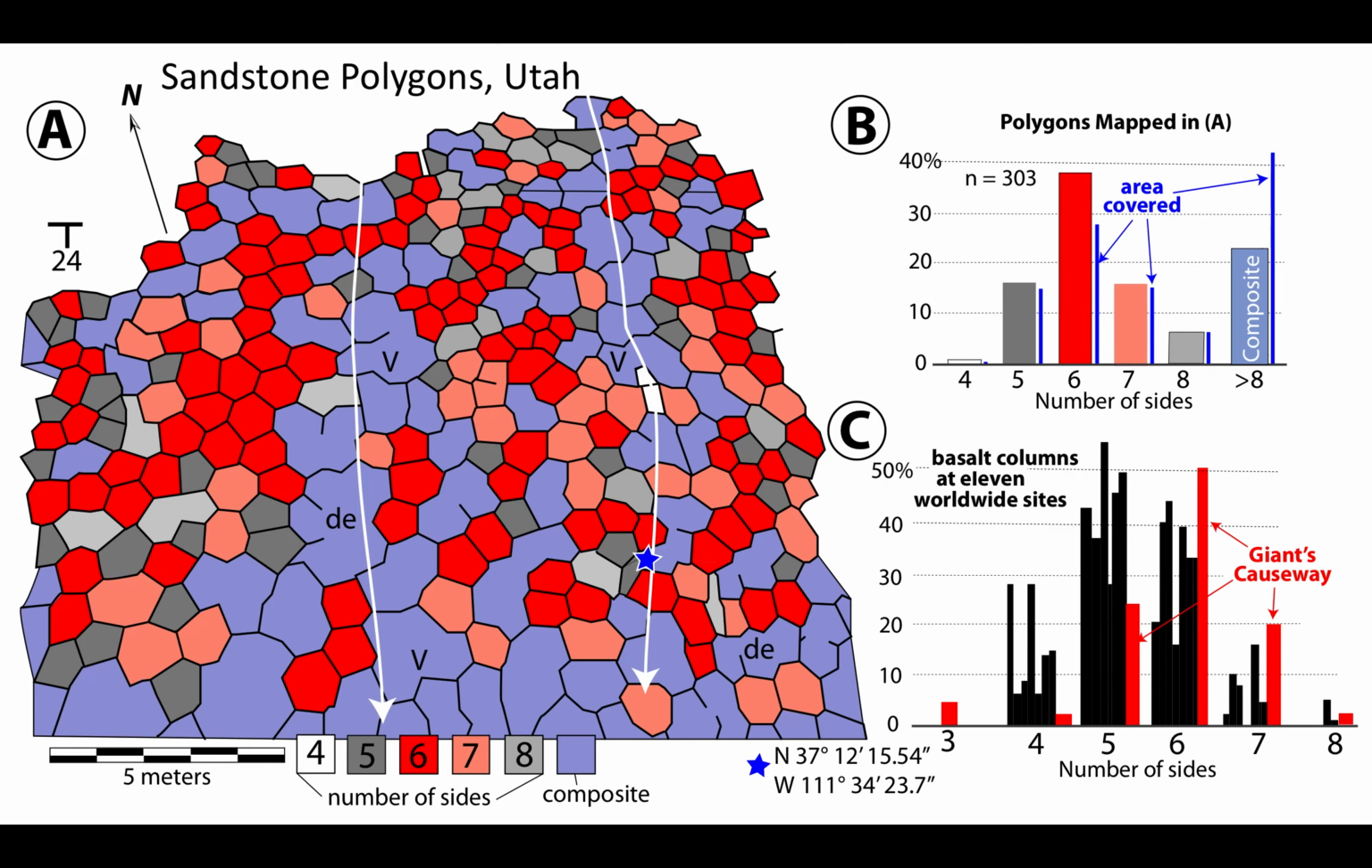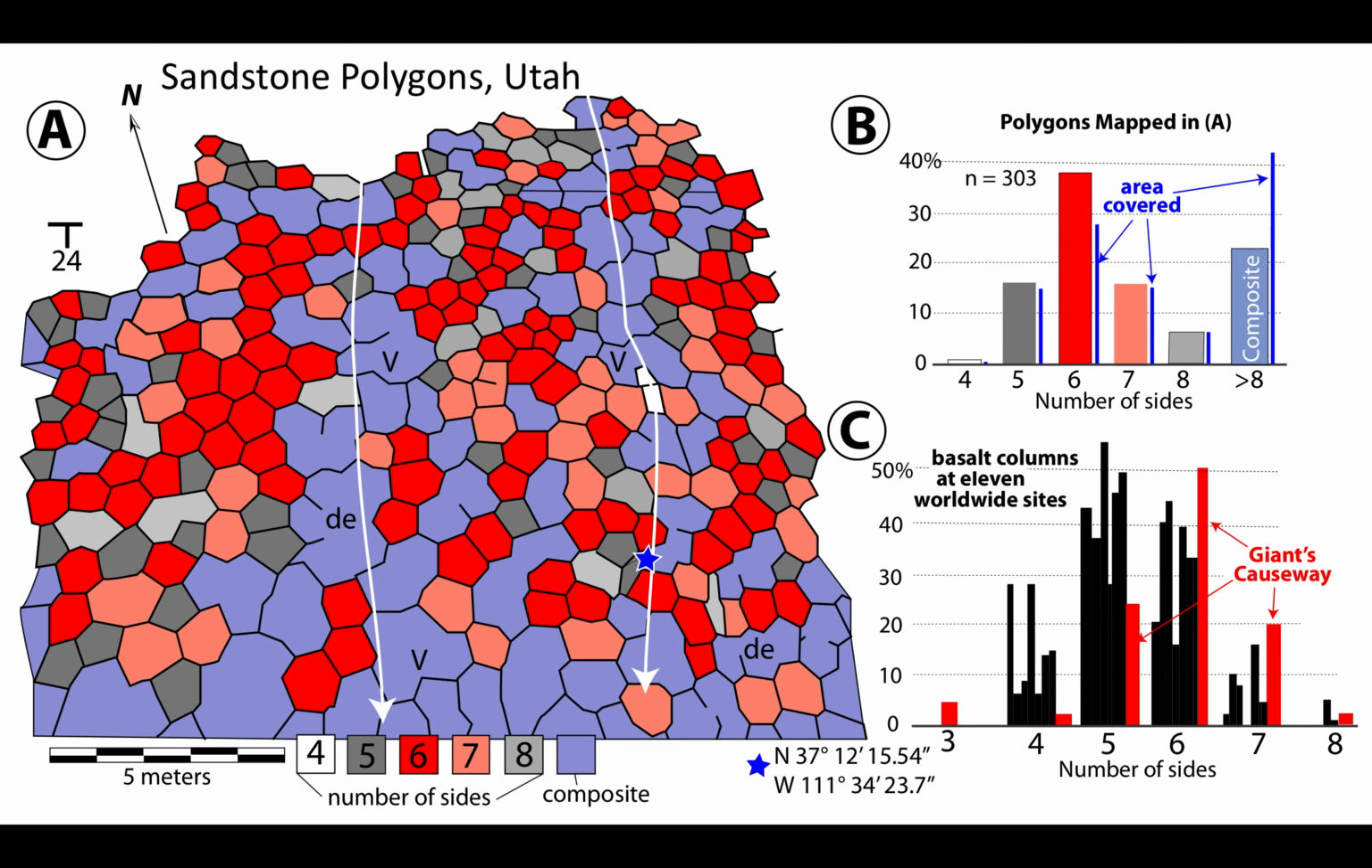Here's a map showing a portion of the polygonal pattern at that site at Yellow Knolls. If you exclude the blue composite, which are produced by erosional scour, the red hexagons are by far the most abundant type. They're about twice as abundant as the 5-sided and the 7-sided polygons.